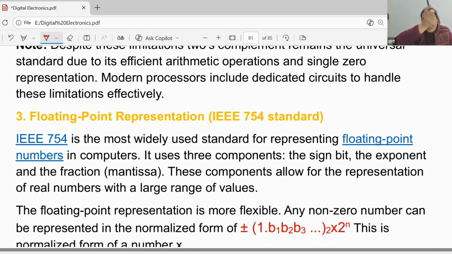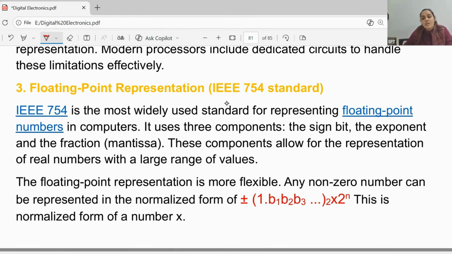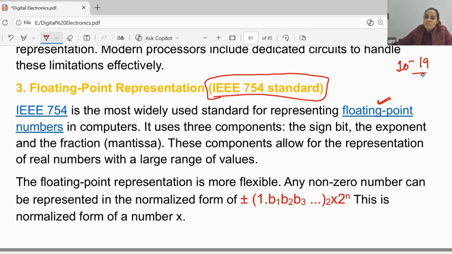Now the last but not least, this is very important. Floating point representation, IEEE 754 standard. Students, we use the floating point representation to represent very large or very small values, like the mass of the earth or the mass of the electron, where the power is like 10 raised to power minus 19, or 10 raised to power plus 36.